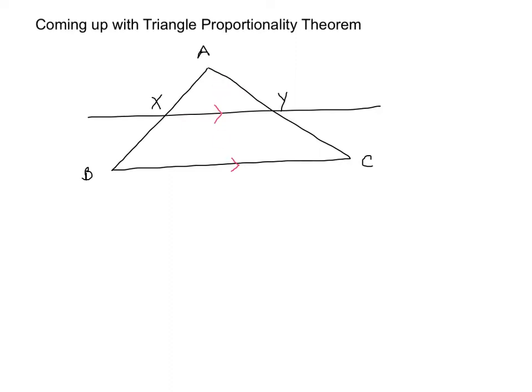Well, we could use angle. I say angle because we have this little angle AXY. This angle is congruent to angle B. Why? It's corresponding angles. Same with this angle AYX and angle C, they're corresponding. So we could use angle to say that triangle ABC is similar to triangle AXY.